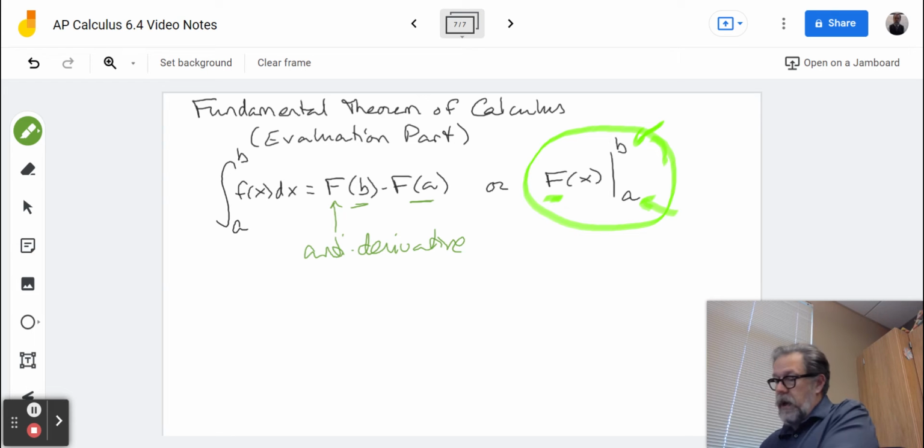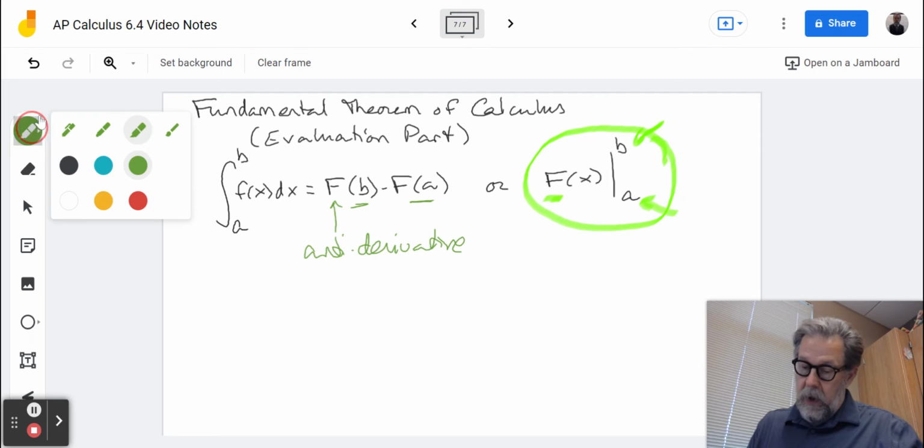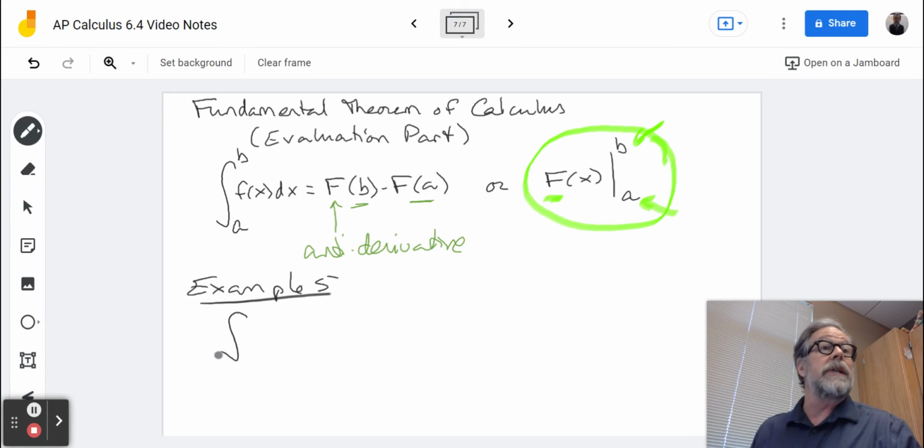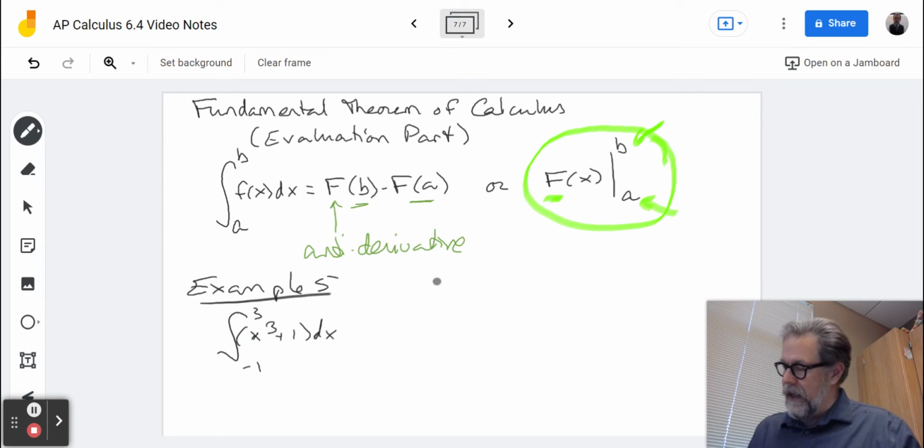Okay, now it's muted. So let's go ahead and take a look at a quick example here. This will be example 5 in this chapter. And we've got the integral from -1 to 3 of x cubed plus 1 dx. And so first thing I need is to find the antiderivative of x cubed plus 1.